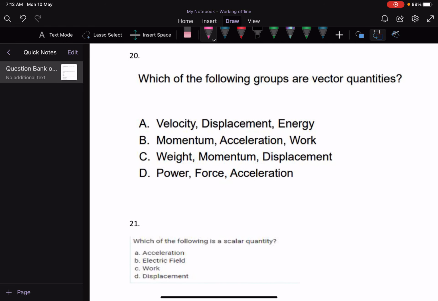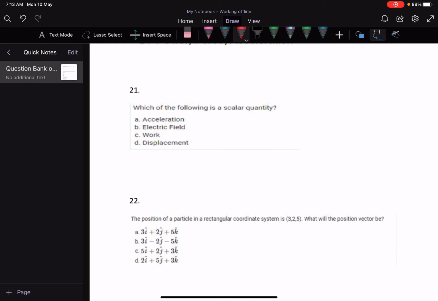Next, question number 20. Which of the following groups are vector quantities? Velocity is a vector, displacement is a vector, but energy is not a vector. Next, momentum is a vector, acceleration is a vector, but work is a scalar. Weight is a vector, momentum is a vector, displacement is a vector. So the correct answer is C.